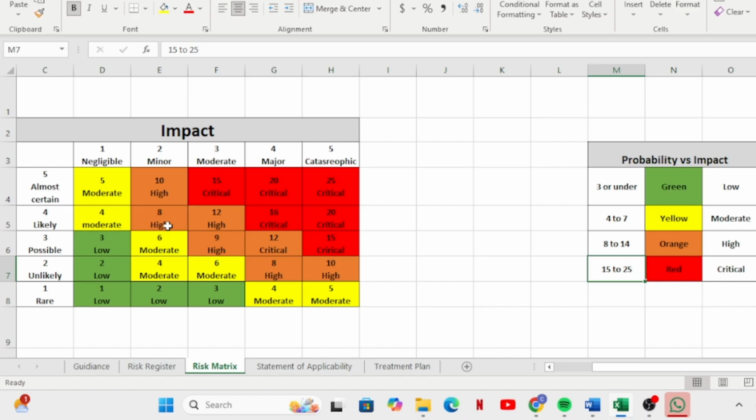So back to using 3 as an example. 3 times 3 is 9, and 9 is within the range of 8 to 14, which is high. Then 3 times 4 is 12, which is between 8 and 14, still high. Then 3 times 5 is 15, and we've said here that 15 to 25 is very critical. That's what we have in red, and it's critical here. This is how we got this impact table, the risk matrix generally.